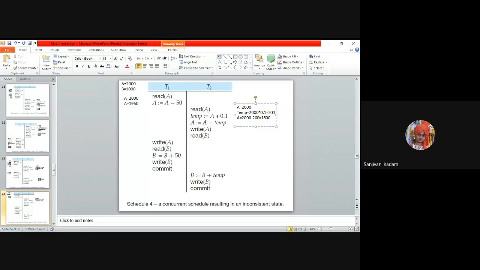And next is write A. So here this is performing a write operation on the database. This change will reflect on the database, and hence after write A, A will be equal to 1800. This will be the updated value available in our database. And now at this point, this will again read B. Initially, before starting all the transactions, B's value was 1000. So this will read B equal to 1000.